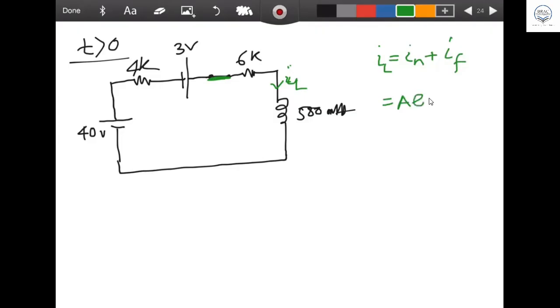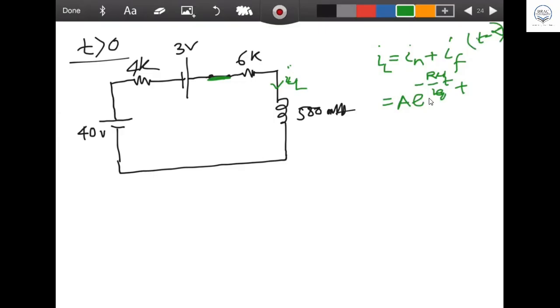E to the power minus R equivalent by L equivalent, t, plus IF. IF is for t tends to infinity. What is the current? Okay, now let's come here. IL, IF equal to what?